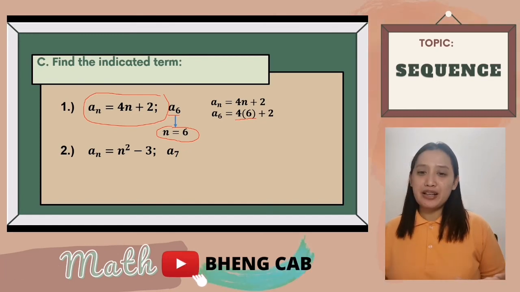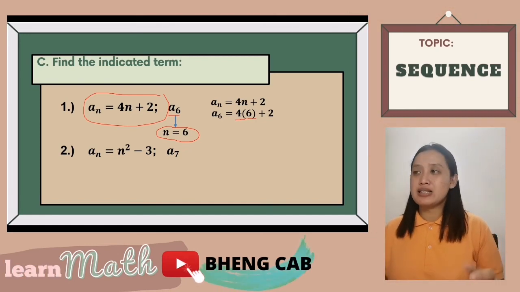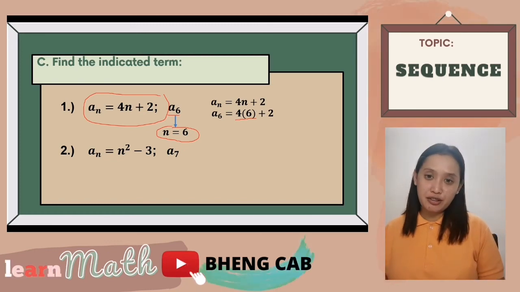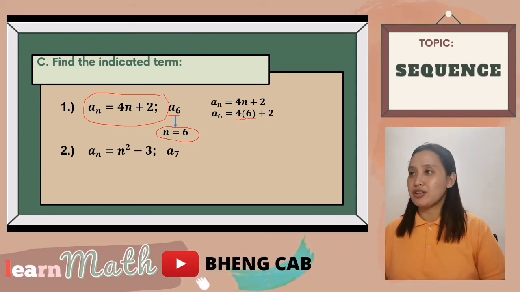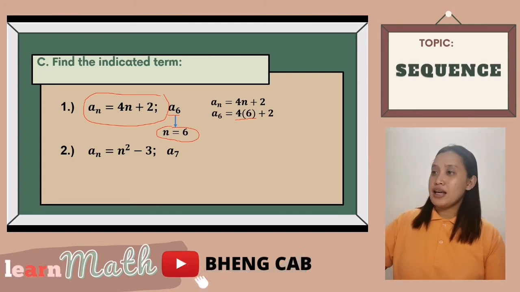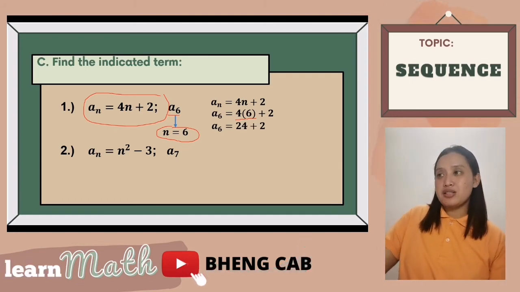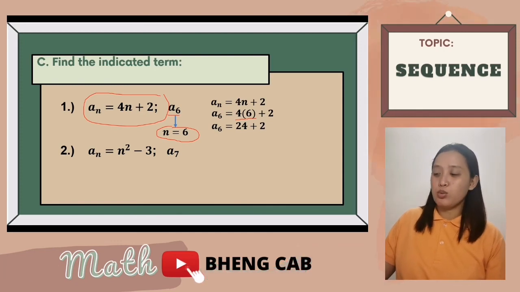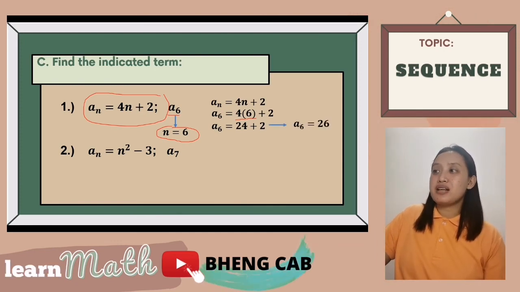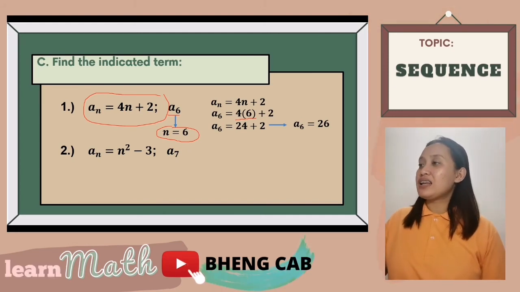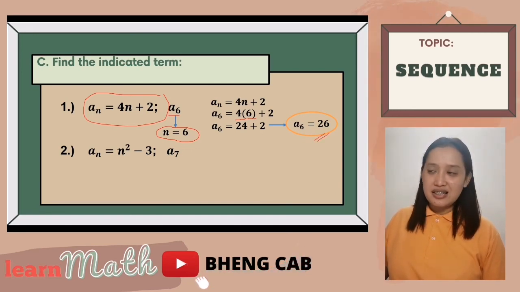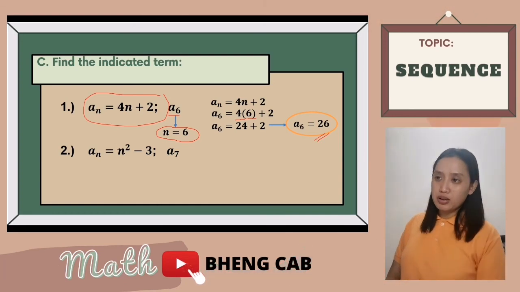Pag meron kang multiplication, tapos meron kang addition, di ba? In PEMDAS, nauna yung multiplication or division. Tapos saka lang magpa-follow yung addition and or subtraction. So, unahin muna natin yung multiplication. A sub 6 is equal to 4 times 6 is 24 plus 2. So, a sub 6 is equal to 26. That means to say, ang ating sixth term ay 26. Ganun siya kasimple. Nag-substitute ka lang talaga.